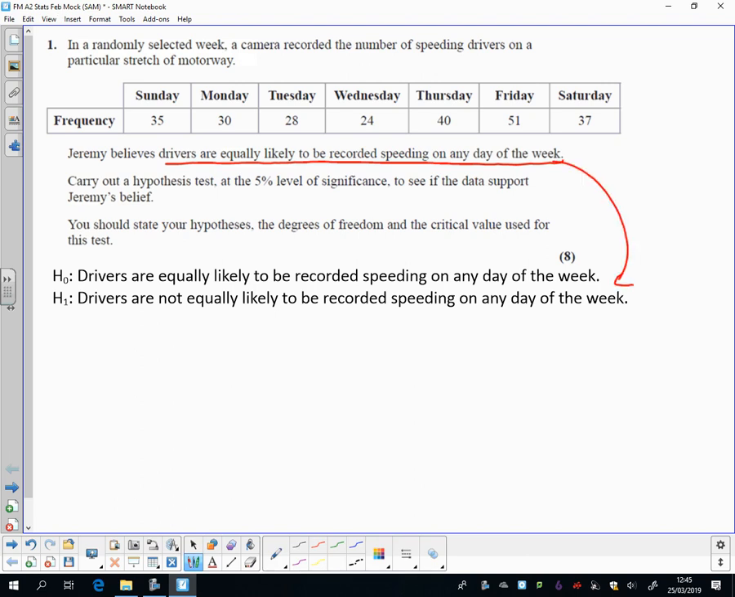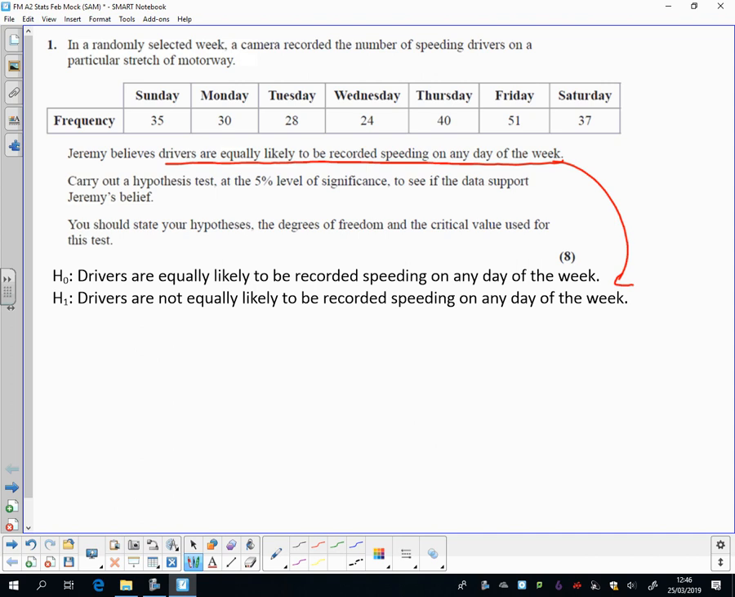Now our null hypothesis for a goodness of fit is that the model we are trying to fit does fit the data. So we are trying to test that they are equally likely to be reported speeding, and the alternative is that it doesn't fit the data, so they are not equally likely to be recorded speeding. Right, they did condone it if you wrote about the discrete uniform distribution, but really they wanted it in context using the words they put in the question.